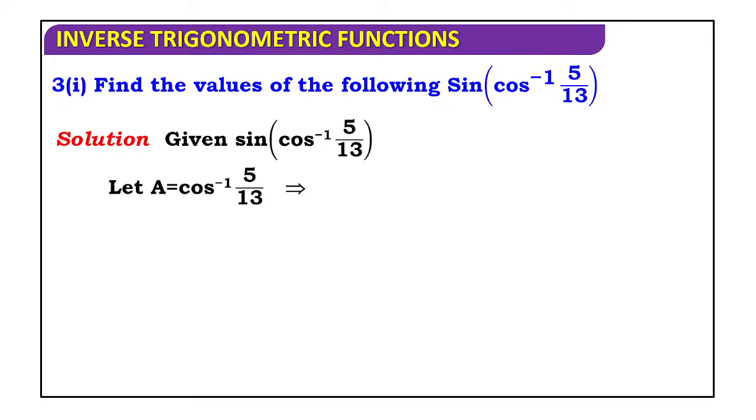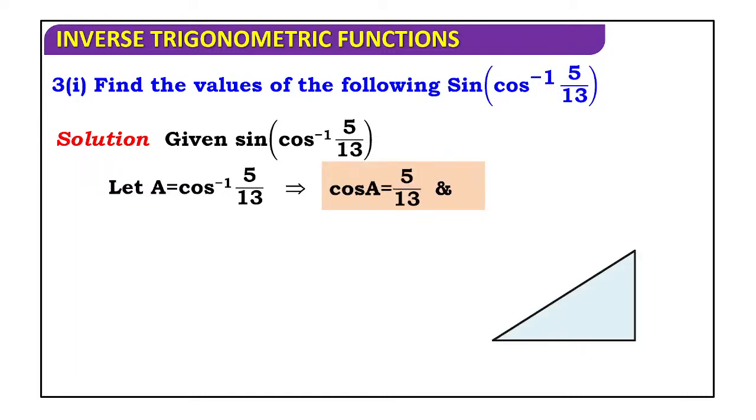Yes. Okay, now look at this. Let the angle A be cos inverse of 5 by 13. So cos A will become what? 5 by 13. Correct? Now look at this. I am drawing a right angle triangle and I name it as ABC.